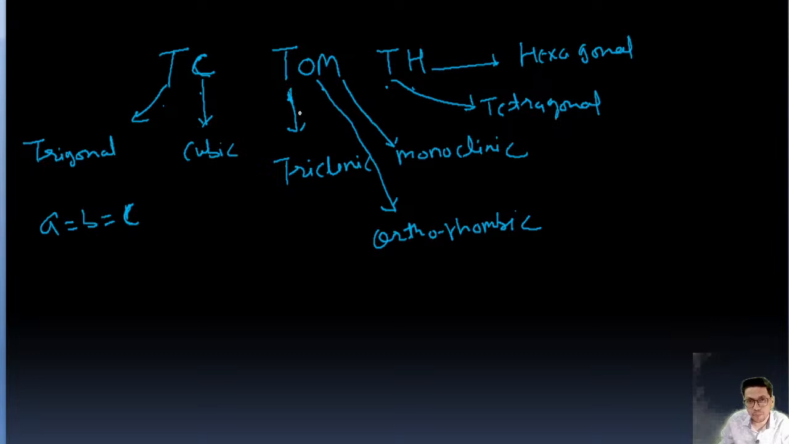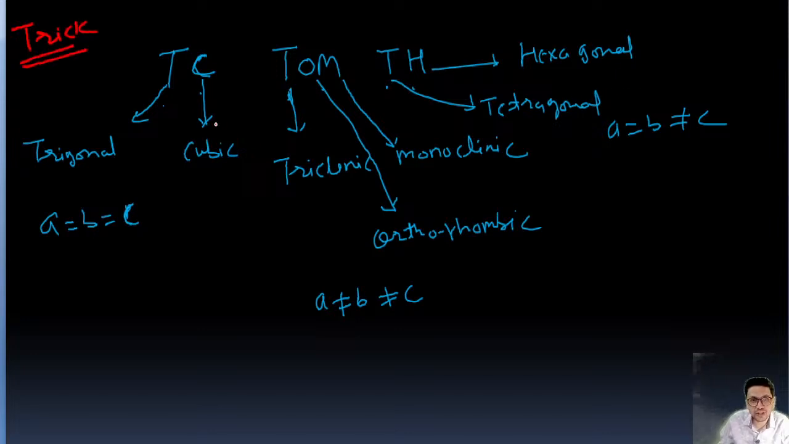For Tom, that is triclinic, orthorhombic, and monoclinic, A not equal to B not equal to C. So for these three crystals, the sides are not equal. For these two crystals, trigonal and cubic, all sides are equal. And for hexagonal and tetragonal, two sides are equal. A equal to B but not equal to C. This is an important chart, guys, and this is a trick you need to note down. Very important.